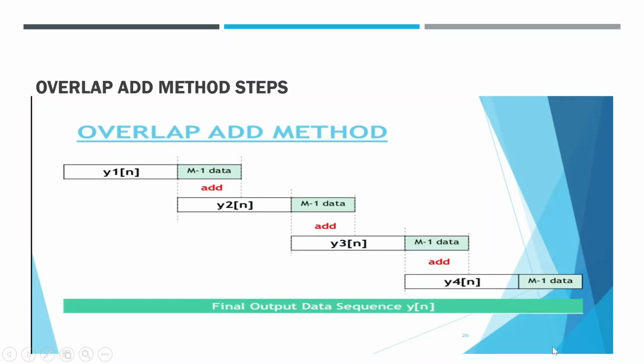After getting y1 of n, y2 of n, y3 of n, y4 of n, we have to add the last M minus 1 data of y1 and the first M minus 1 data of y2, and we have to write the resultant values here to get the final output data sequence y of n. We write the non-overlapping samples as they are, and we add the overlapping samples and write the sums here. We have to do it like this.